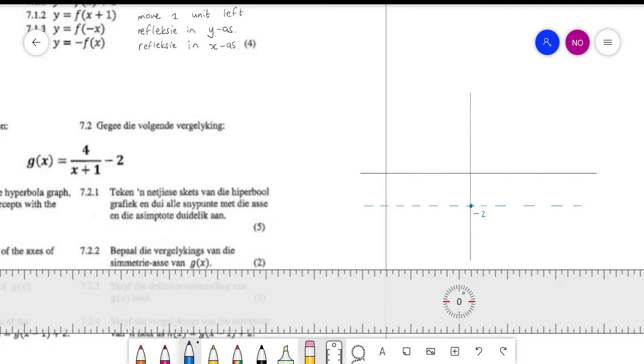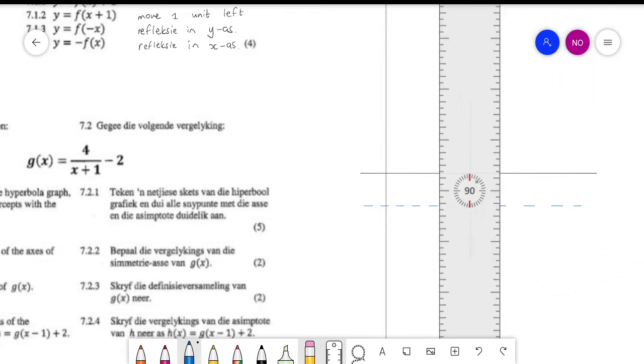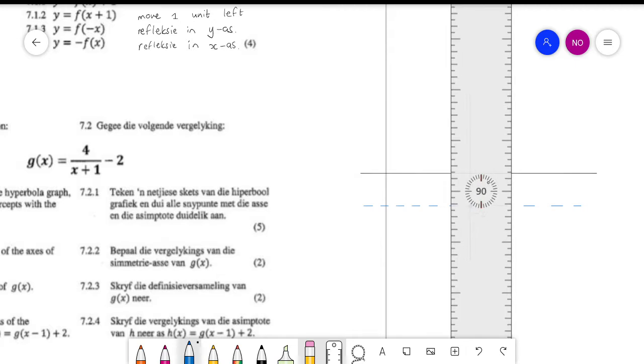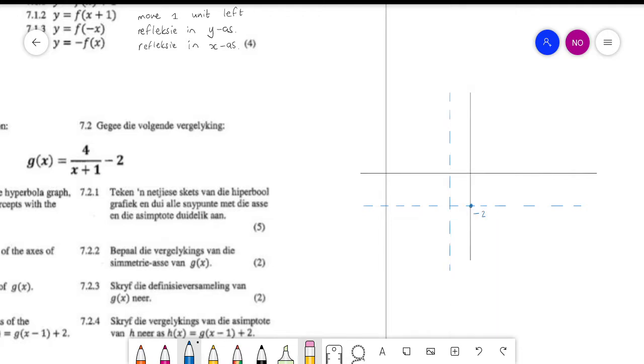Waar is die x-asymptoot? By wat se een? -1. Remember, you have to go and change the sign. So it's at -1.